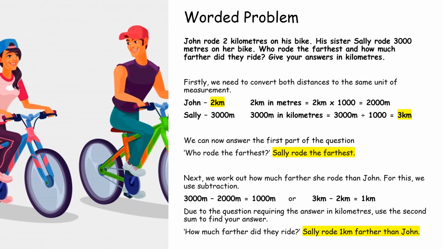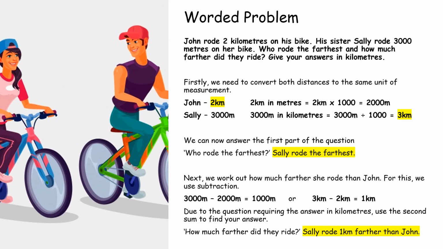So now we're actually able to answer the first part of the question. Who rode the farthest? It is of course Sally. Sally rode 3 kilometres, John only rode 2 kilometres. Last part we need to do, we need to work out how much further she had ridden than John. So for this, we need to use subtraction. So you can either stick to your metres or your kilometres. Again, because the question asked for kilometres, I would tend to stick to kilometres. But you could do 3,000 metres take away 2,000 metres, or 3 kilometres take away 2 kilometres. Either way, you found your answer.